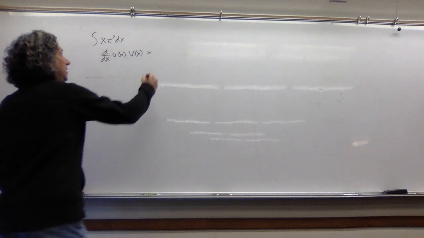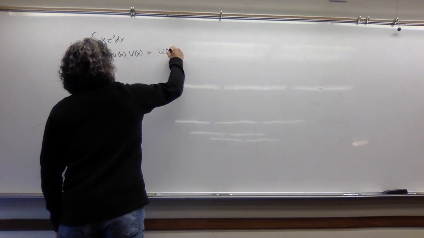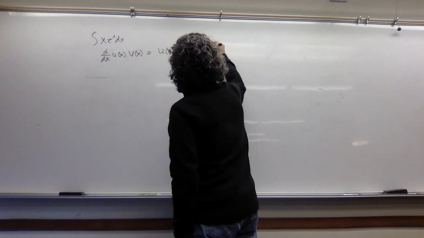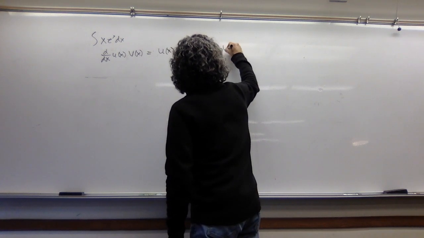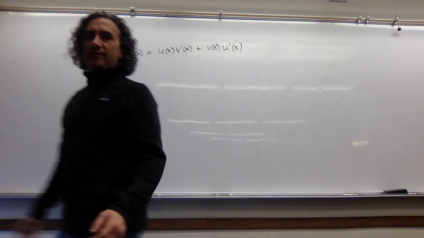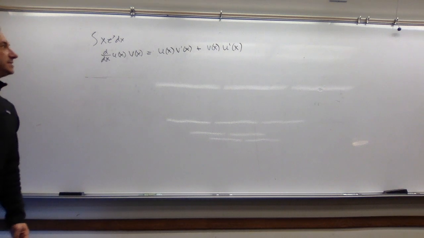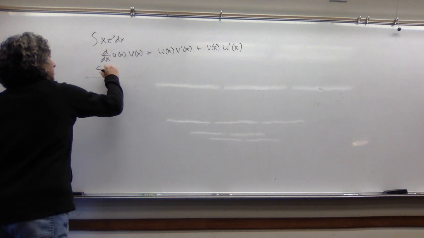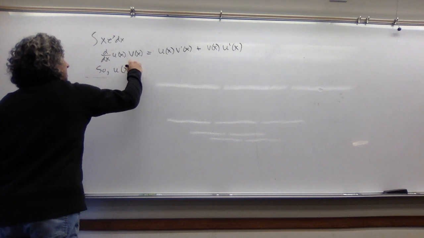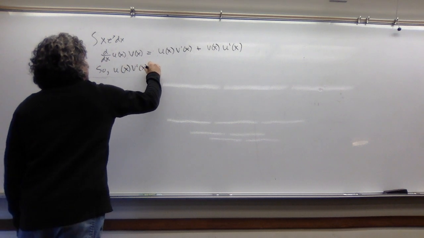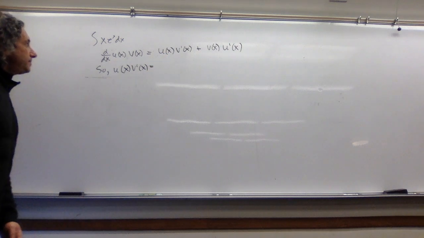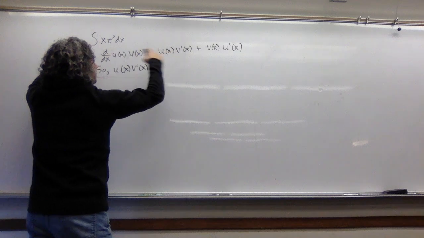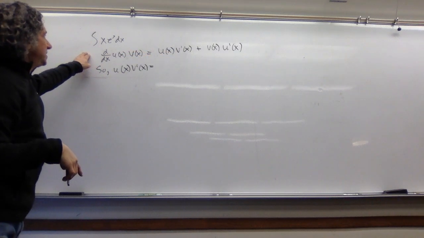As a reminder, that's first times the derivative of the second plus second times the derivative of the first. So that is the product rule. But if that's true, then u of x times v prime of x, so this guy here, is going to equal, well, let me subtract this from both sides.